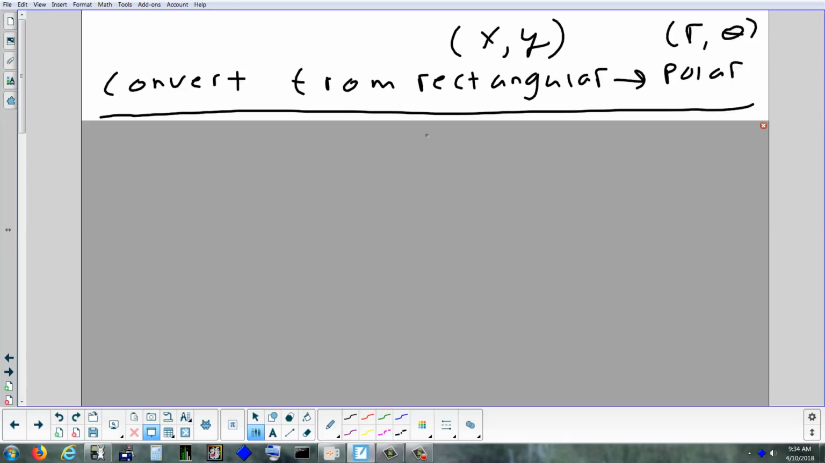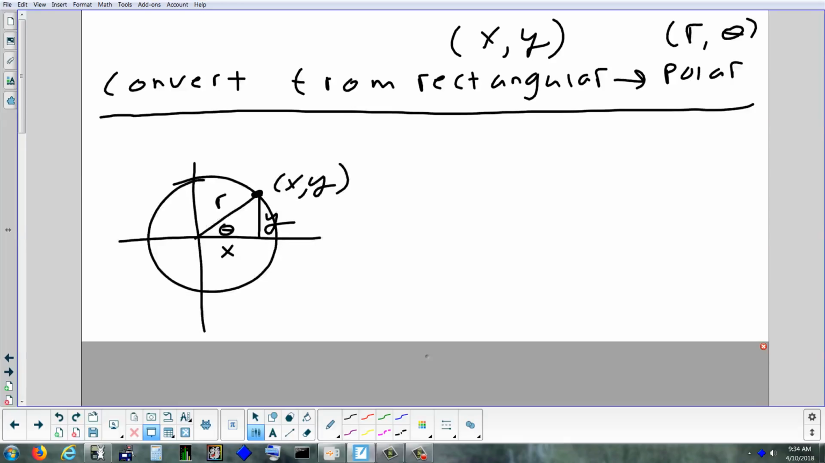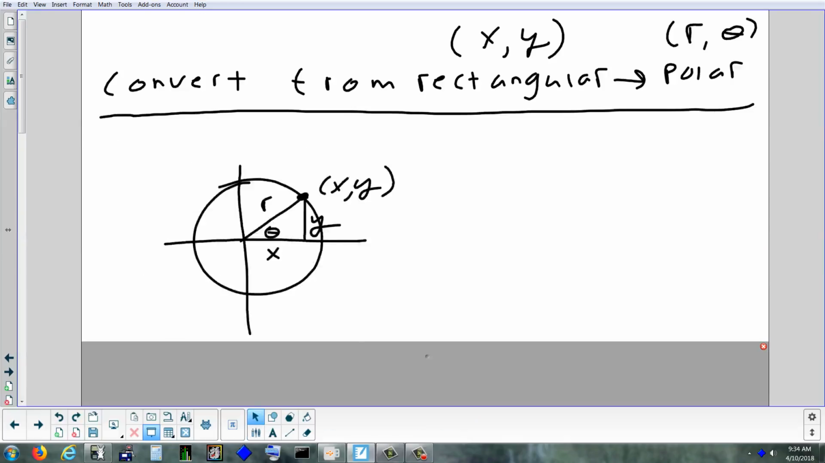So I'm going to draw pretty much the exact same thing I did last time, except this time, the things that I know in the diagram are going to be a little different. So I've got a coordinate, and I know the x and the y value for it. I know the base, I know the height. I need to find r, and let's start with that. How could I get r if I know x and y? Yeah?